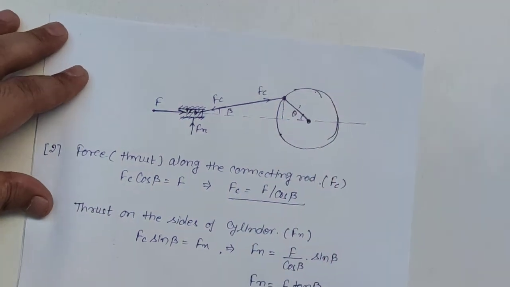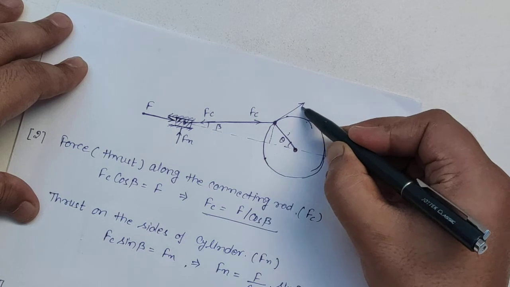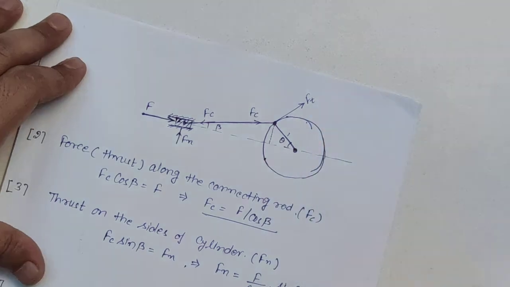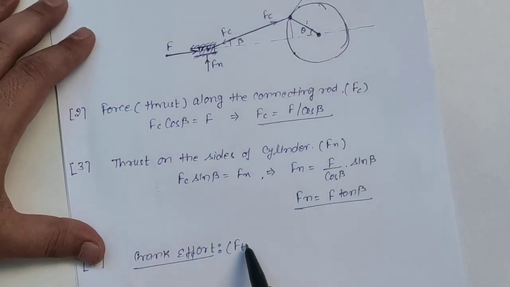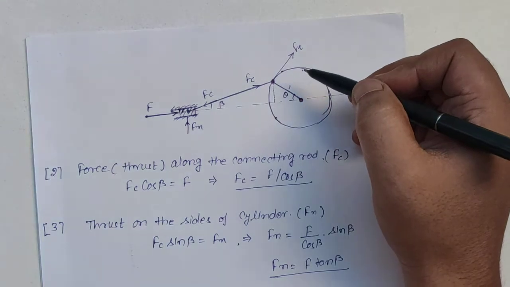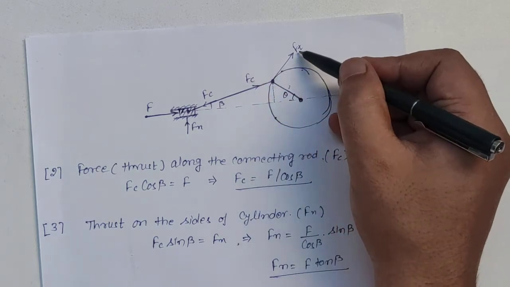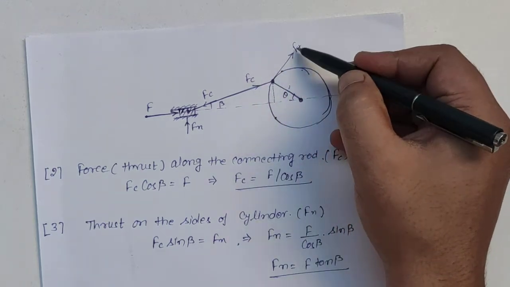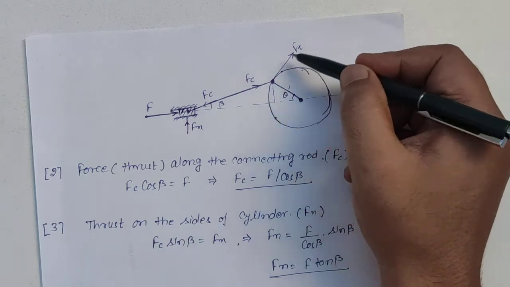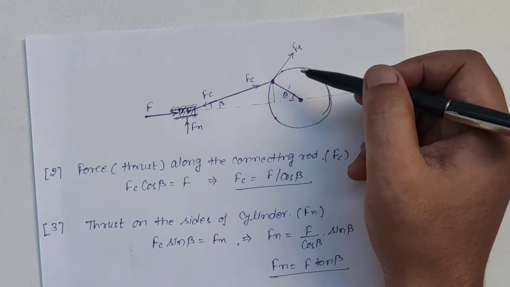So the crank effort always acts perpendicular to the crank. This is the perpendicular direction, and this one we are designating as FT, the crank effort. Now we have to calculate this force. How are we going to calculate it? At this crank pin we have two forces, one is FT, the other one is FC. The tendency of FT will be to rotate this crank. So how are we going to balance these forces?